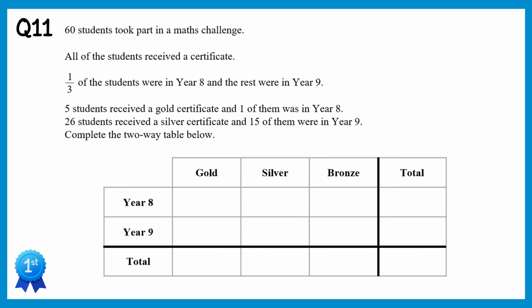In this question, we need to complete a two-way table. We're told immediately in the question that there are 60 students. This means we can put a 60 in the bottom right corner for the total. Then we're told that 1/3 of the students are in year 8 and the rest are in year 9.